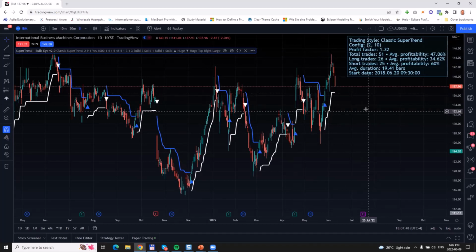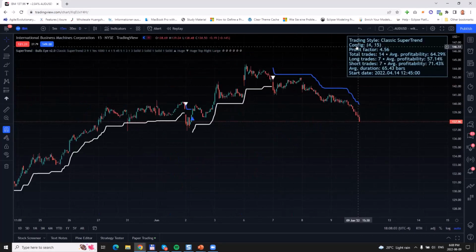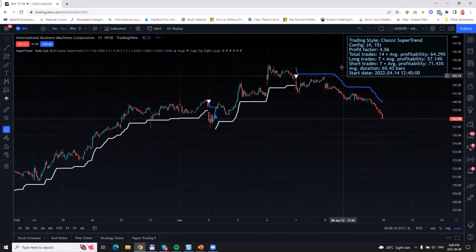And now there's one more kicker. Whenever we change the symbol or time frame, the optimal settings will be updated automatically. So for example, if I switch to the 50-minute time frame, the optimal settings would have been a multiplier of 4 and an ATR period of 15, which would give us a profit factor of 4.56, for example.